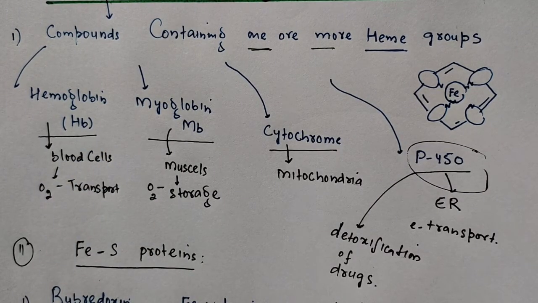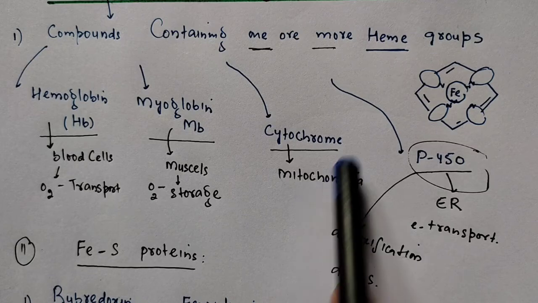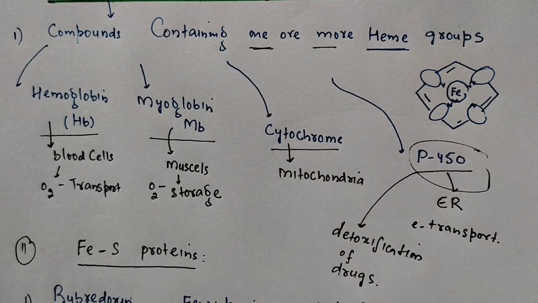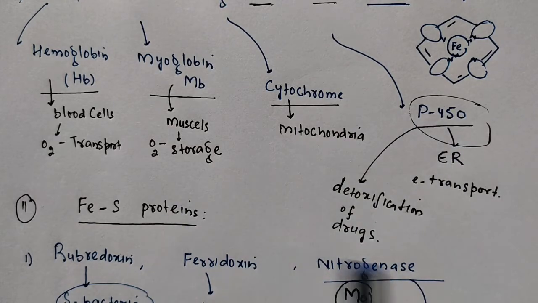We will discuss this separately. Likewise, myoglobin is important in oxygen storage. Okay, that also we will be discussing separately. Cytochrome is present in the mitochondria, likewise the P450 cytochrome is present in the endoplasmic reticulum. Both have a role in the electron transport.